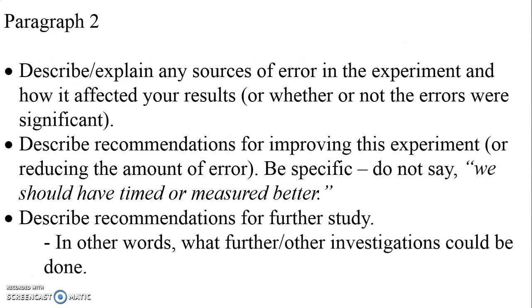In the second paragraph, describe any sources of error in the experiment and how it affected the results. Describe recommendations for improving the experiment. Be specific. Do not say, we should have timed or measured better. Be specific. We could get a better watch, or we need to be able to start the timer better. Or if you ran your experiment 10 days, maybe that wasn't enough time for the plants to grow, so maybe you needed to go 50 days.